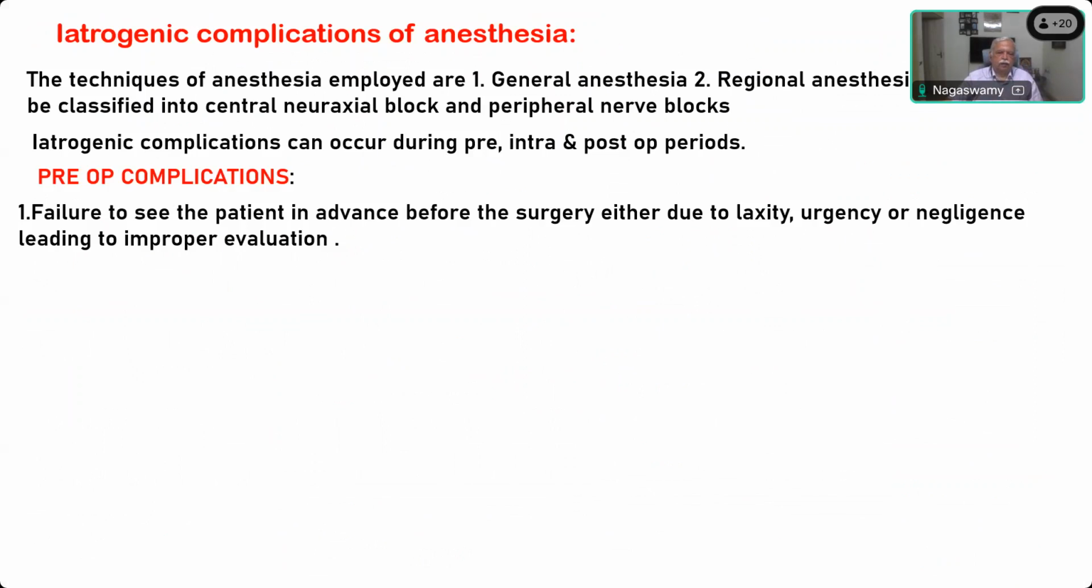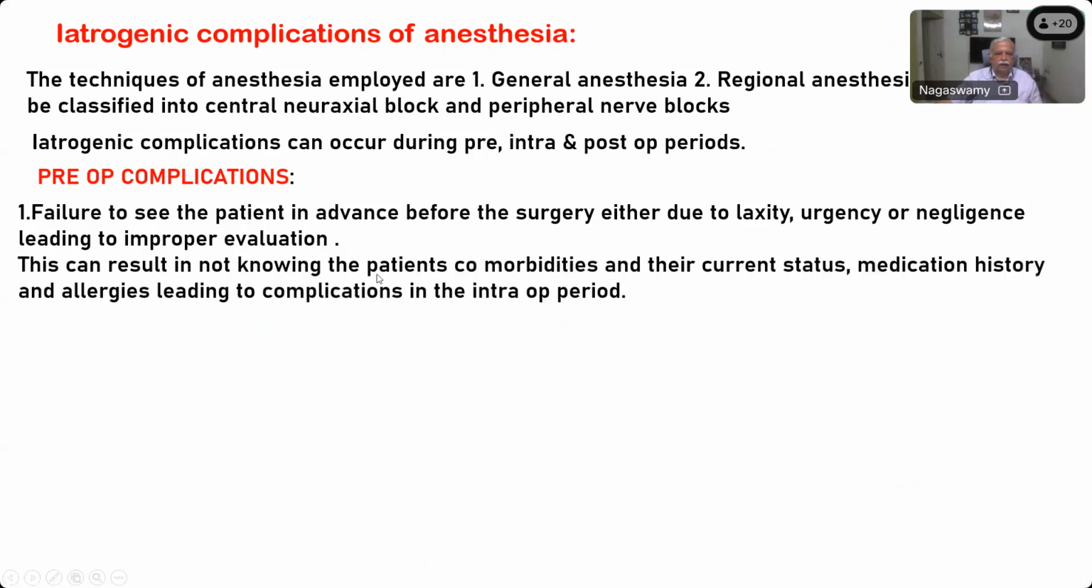When the patient comes to the theater, if you are not the anesthetist, somebody else has given the consent and you are going to start the case, you can ask these 5 questions. If you ask for the previous events, then the patient may say, last time I had intubation and they said it was very difficult, or I had sore throat after the intubation, or my tooth got knocked out. All this information you can get if you ask for the previous history. So this is the first thing you have to think. Not knowing the patient's comorbidities, current status, medication history, and allergies can lead to complications in the intraoperative period.